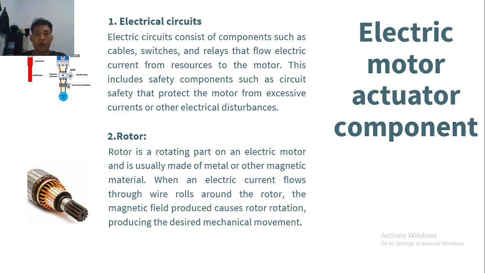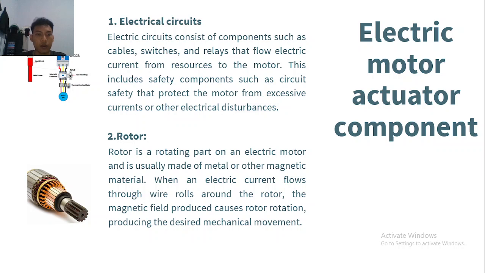Okay, next is the electric motor actuator components. Number one is electrical circuits, a collection of components such as cables, switches, and relays that carry electric current from the source to the motor. These include safety components such as circuit protection that protect the motor from excessive current or other electrical disturbances.